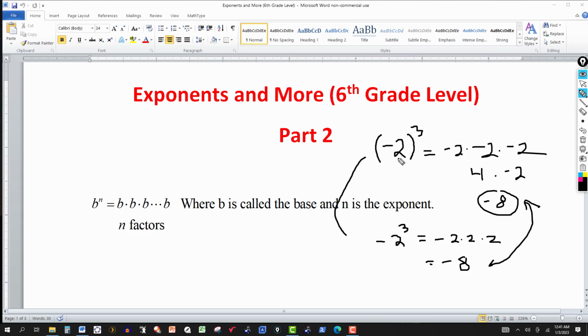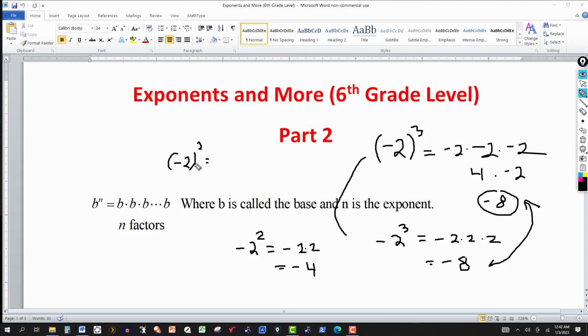Well, you're going to have some issues if this is an even number. So notice that if it's even, if I write that, the base is 2. So it's just 2 factors, and bring down the negative, and then 2 times 2 is 4, bring down the negative. That's negative 4. But notice, I have it in parentheses.